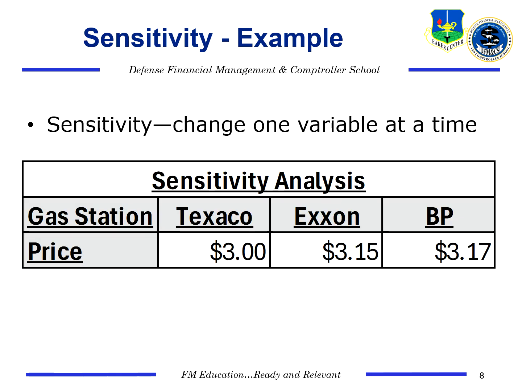So our example here is going to be of 3 different gas stations with 3 different prices, and the price is going to be our variable that is changing. So we have Texaco at $3, Exxon at $3.15, and BP at $3.17. If this is all we have to go on, and we want the cheapest one, we're going to go with Texaco.